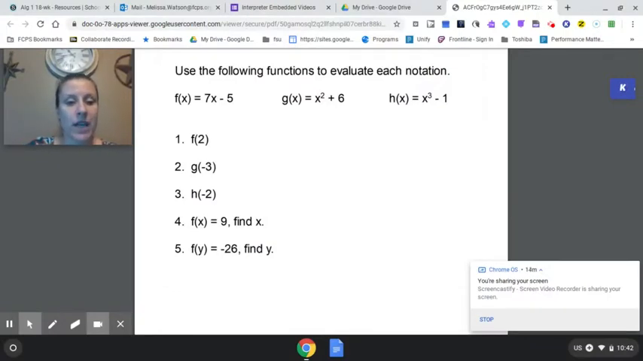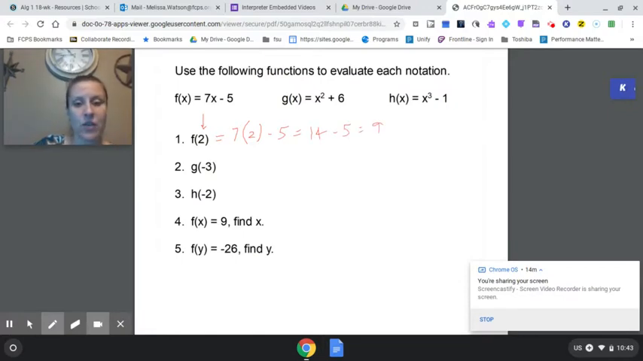So for the first one, it asks us to use f's function and evaluate when the input is 2. So if we look at function notation for the function f of x is equal to 7 times x minus 5, the input, again, is 2. So I'm going to enter the 2 where the x is in that function. So 7 times the value of x, which we said was 2, minus 5. So we're just substituting the 2 in for x. 7 times 2 is 14, and 14 minus 5 gives us 9.